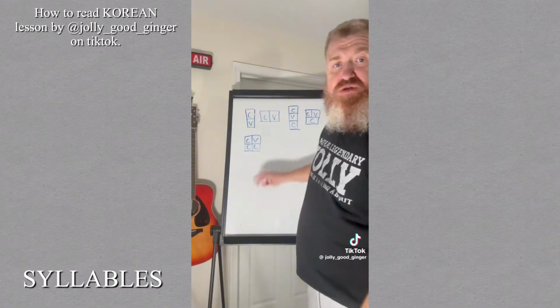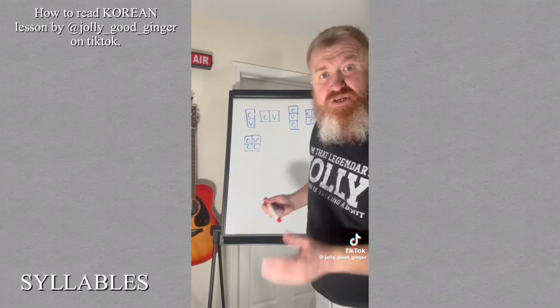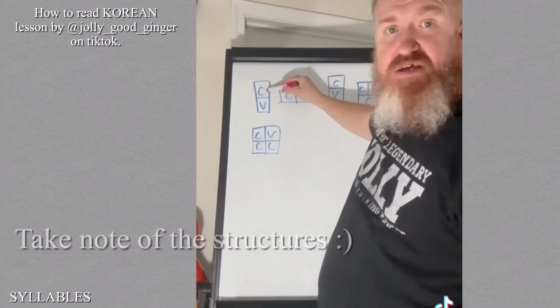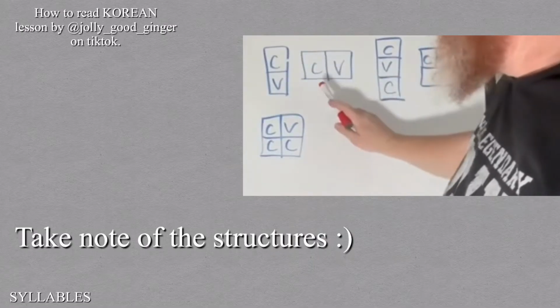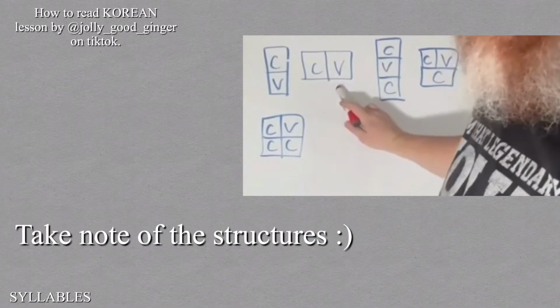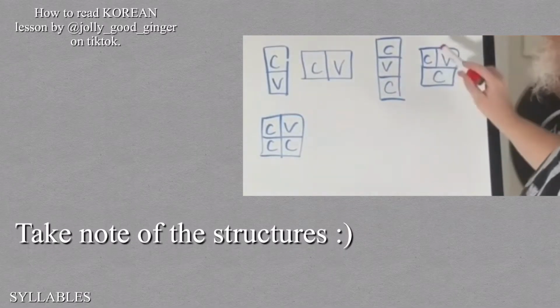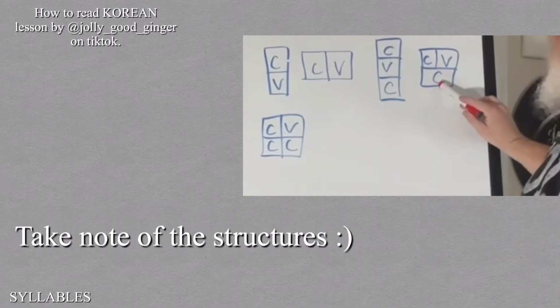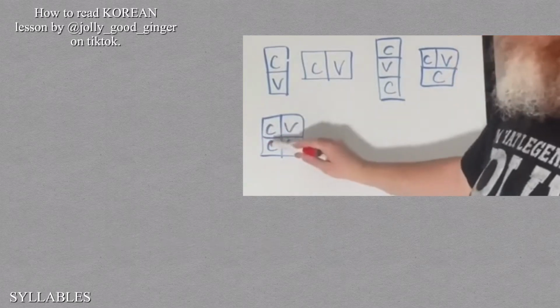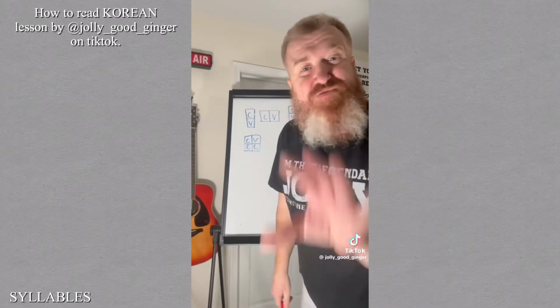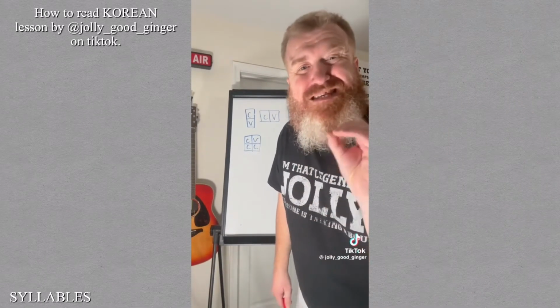And all syllables have one of these 5 configurations. Let me go over them with you. Consonant on top, vowel on the bottom, or consonant to the left, vowel to the right, or consonant, vowel, consonant, or consonant, vowel, consonant at the bottom, or consonant, vowel, consonant, consonant. Now, I understand that's confusing right now, but I promise you this will make sense in a minute.